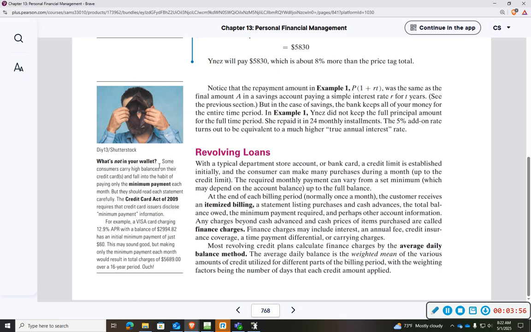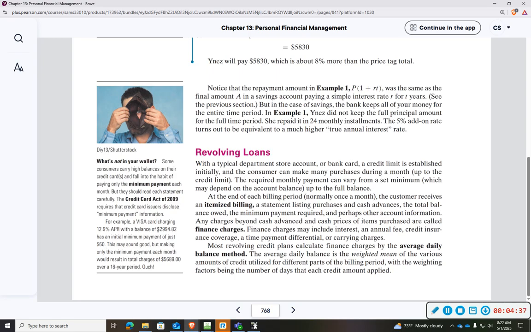It says what's not in your wallet. So it says some consumers carry high balances on credit cards, and then they fall into the habit of paying only the monthly payment. They should read the statement carefully. The Credit Card Act of 2009 requires that credit card issuers disclose the minimum payment information. So then it says, for example, a Visa card charging 12.9% annual percentage rate with a balance of around $3,000, so it's $2,994.82, has an initial minimum payment of just $60. Okay, so that sounds good.